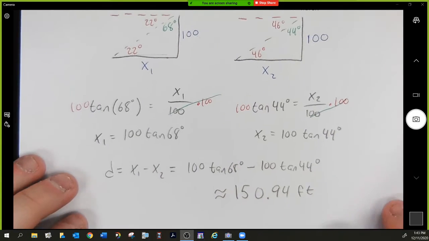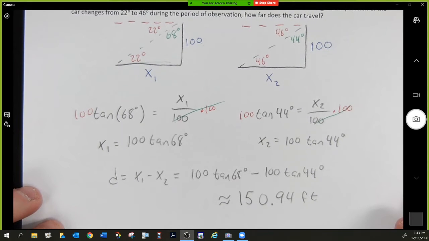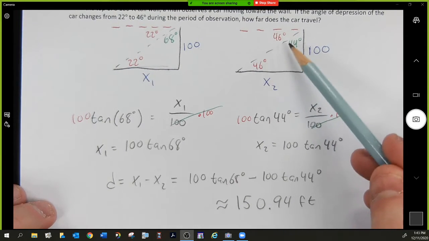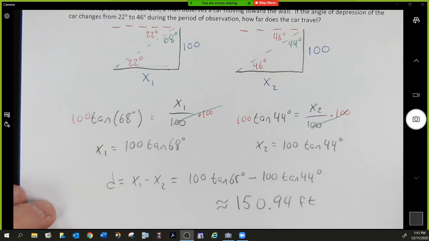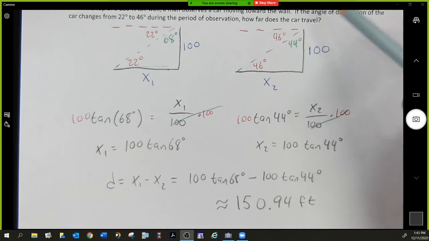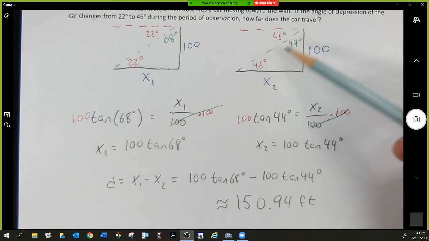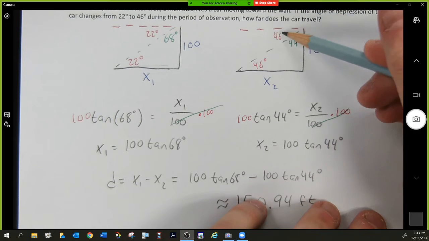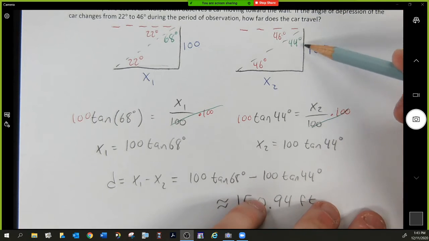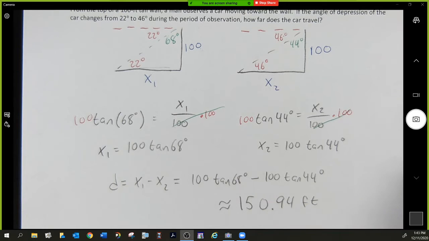Mr. McCutcheon, yeah. How'd you get 44? Again? Because these two have to add up to 90. Okay, so I just did 90 minus 46. Okay. Or you could also say that these two have to add up to 90 because I made a 90-degree angle out of them. But it's the same idea. Okay. They're complementary.